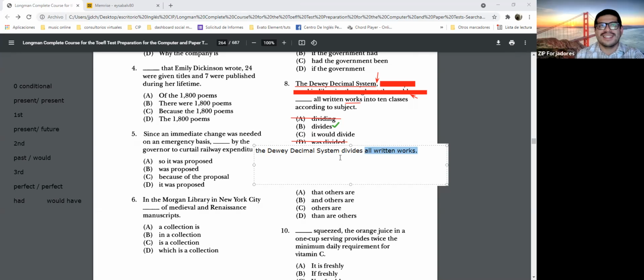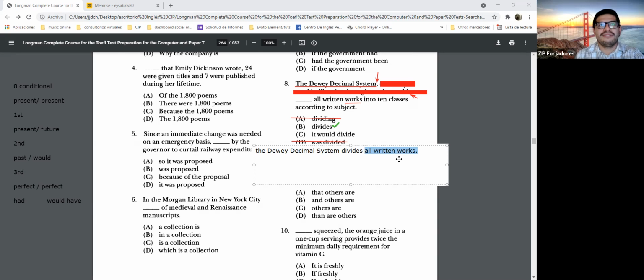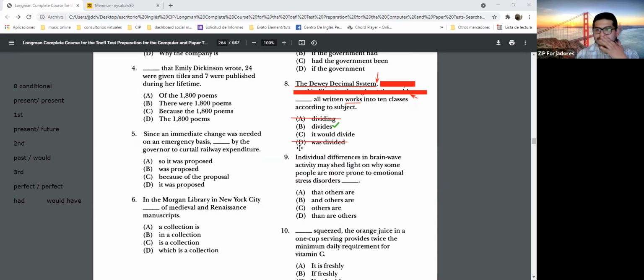So that's why it's letter B. Letter C obviously cannot be because we would have two subjects. Do you understand it? Yes. All right, so just be careful about the passive voice, because remember, the subject in the passive voice is optional.